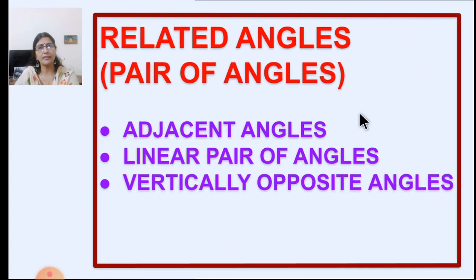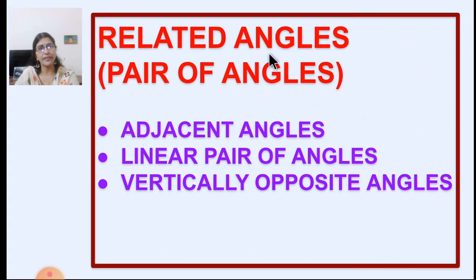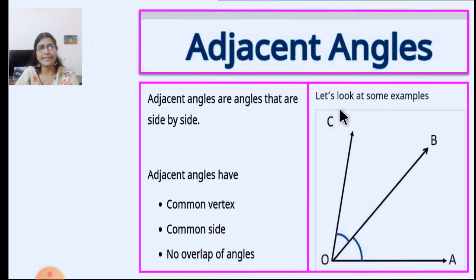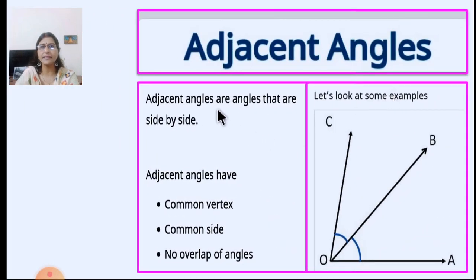And today we are going to learn about some more kinds of related angles, which are also called pairs of angles. And in that we are going to learn about adjacent angles, linear pair of angles, and vertically opposite angles. First we will understand adjacent angles. Adjacent angles are the angles that are side by side.